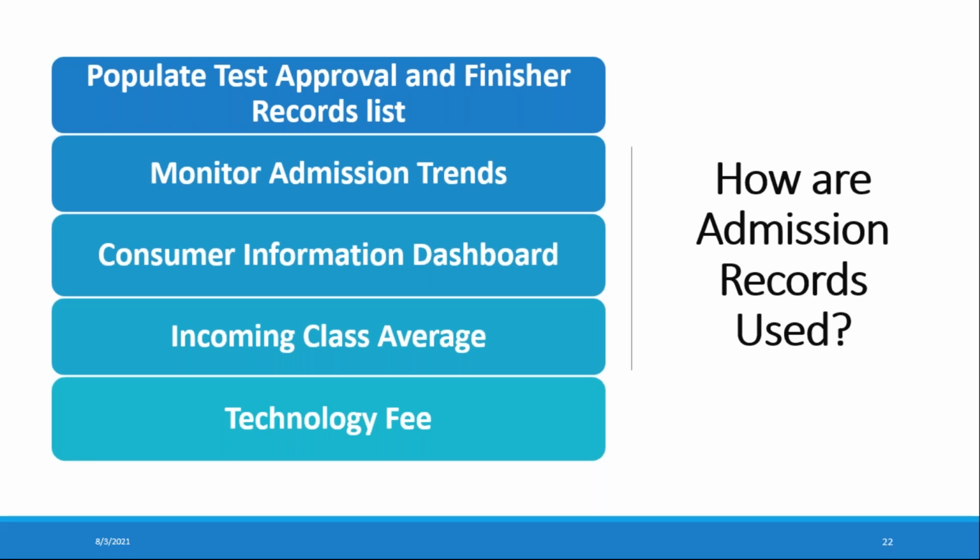Finally, the technology fee paid each year by the EPP is determined based on the number of candidates admitted in all certification programs within that EPP during the year. It is important that admission records are complete and accurate. Please take the time to review records to ensure they are complete and accurate before data is due on September 15th.